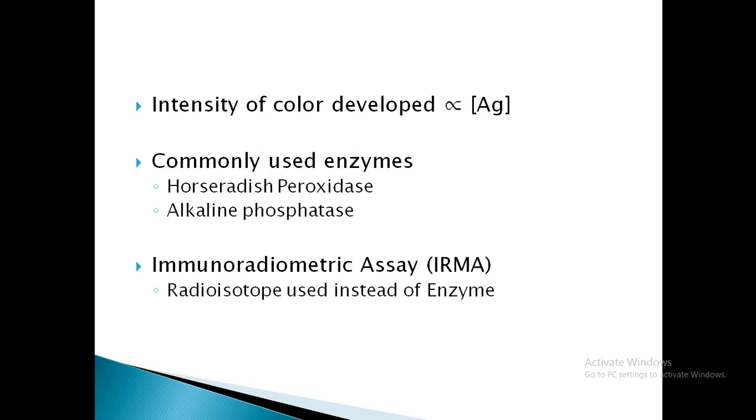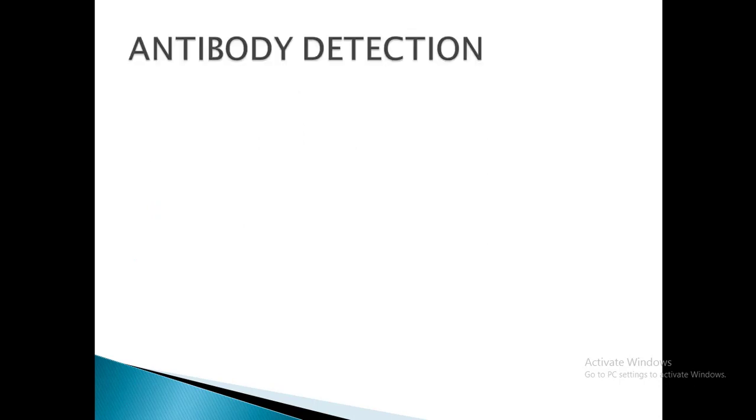There is a modification. If instead of enzyme, you use a radioisotope as the conjugation material, then it is termed an immunoradiometric assay instead of ELISA. Remember, the conjugated antibody will have a radioisotope instead of an enzyme. So that was about detection of antigen.